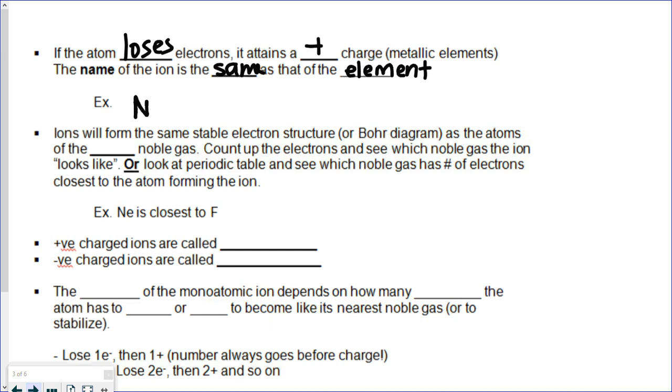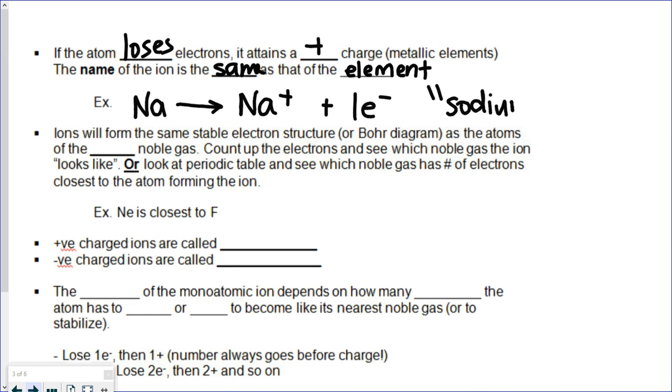Something like sodium. If sodium is losing an electron, we're going to say that it's breaking into sodium with 1+ charge, and it is spewing off an electron to somewhere. So it's giving up a negative charge to become positively charged. And so again, we would just call that a sodium ion. And so things can lose an electron to become stable.